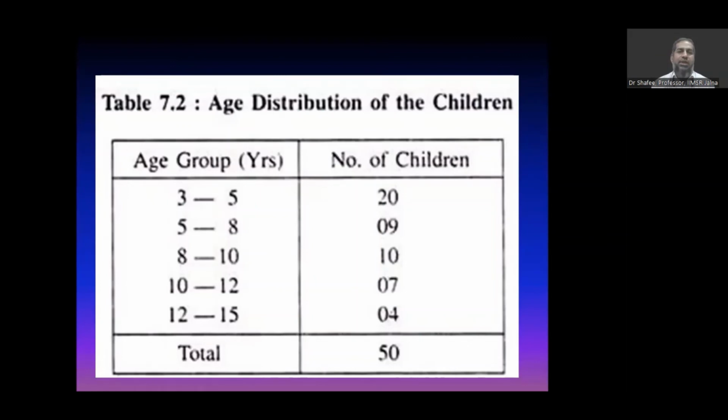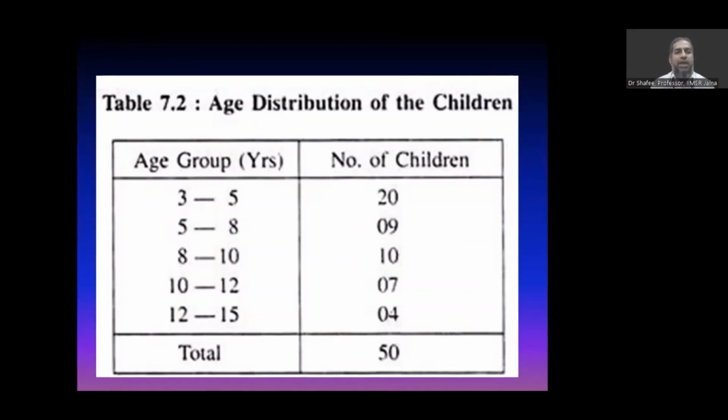So that should not be done. It should actually be like this: 3 to 5, then 6 to 8, 9 to 10, 11 to 12, and 13 to 15. Like this, equal distribution should be included. So one age should not be included in 2 group intervals. So that should be avoided.